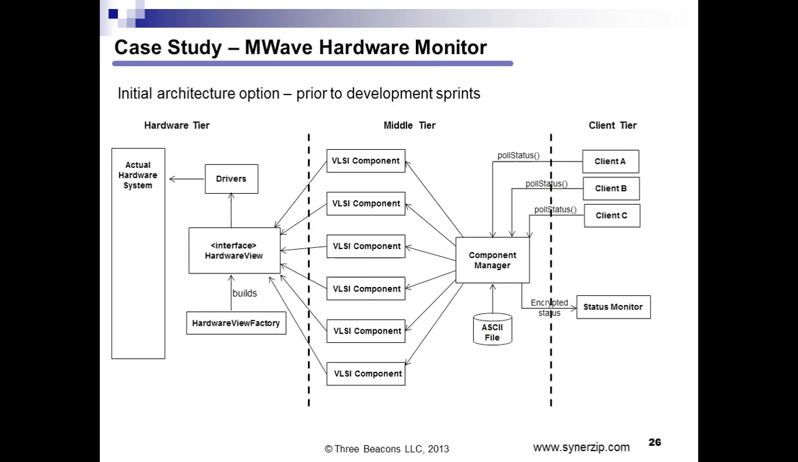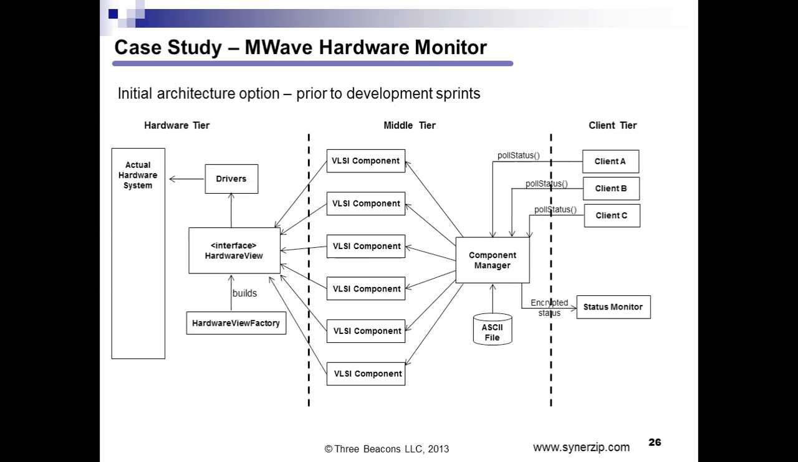In the middle tier, this is where the original architecture had this piece called the component manager that would read an ASCII file in, which would contain the definitions of the transceivers and the different VLSI chips that made up that transceiver. And then the component manager would actually create different versions of the objects associated for the VLSI components, and they in turn would query the drivers and actually pull status from the actual hardware.